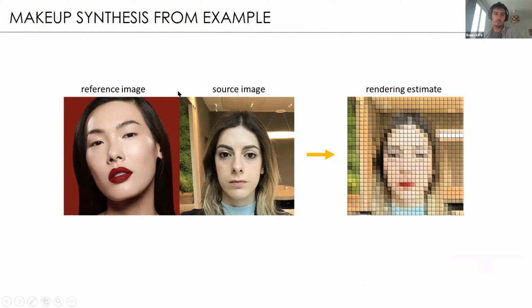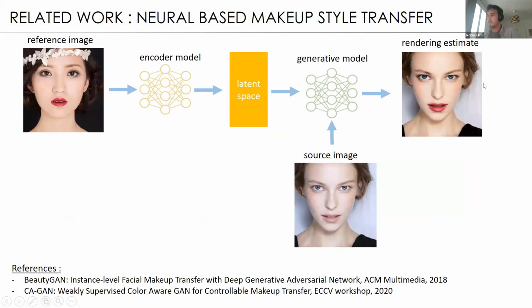It's a task in which we have an example image with person A wearing lipstick and another source image with person B without makeup. The objective of the task is to estimate the rendering of person B wearing the same lipstick or makeup as person A. There is a lot of work on this, and in particular, it's a task that's regularly represented at CVPR. And all of the existing methods usually rely on the same general principle.